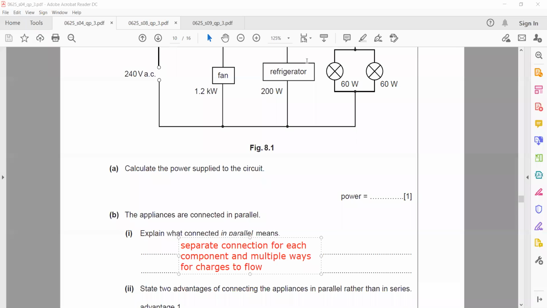The reason why I use the term component is because this circuit has a fan, refrigerator, and lamp. So different types of electrical components are there, or devices or appliances. That's why I specifically use the term component, not lamp. If they were all lamps, then we could use that.